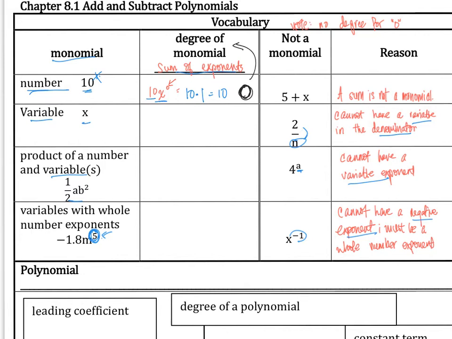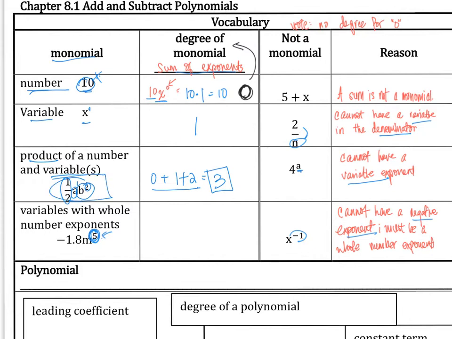And for the variable, we would just go ahead and look at the exponent. The degree of x would just be 1. Now if we look at the product of a number and its variables, and here we have a coefficient half, we would treat it the same way as a number. The degree of half would still be just 0. And for a, we look at the exponent, which is 1. And for b squared, we look at 2. Then we add all of these numbers up to get 3. And 3 will be the degree of this entire term.